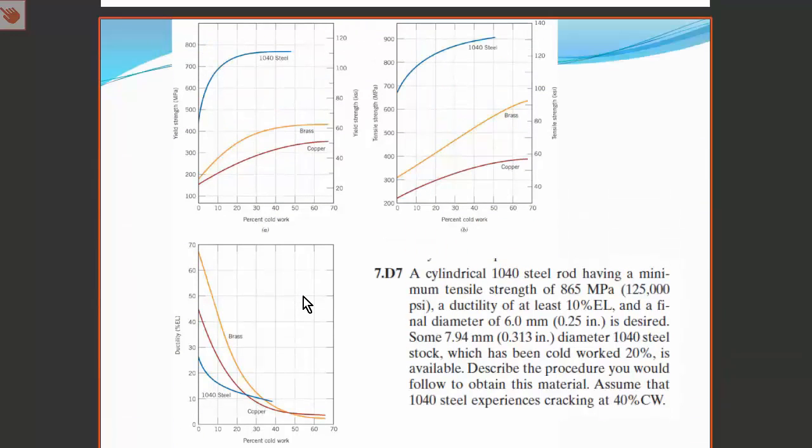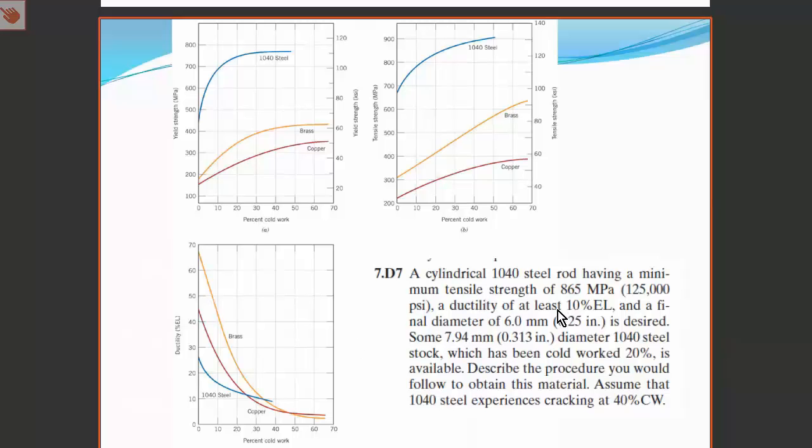Let's do this problem here to show an example of how we apply the cold work percentage value. It says here that a cylindrical 1040 steel having a minimum tensile strength of 865 megapascals, a ductility of at least 10% elongation, and a final diameter of 6 millimeters is desired. Some 7.94 millimeter diameter 1040 steel stock, which has been cold worked 20%, is available. Describe the procedure you would follow to obtain this material. Assume that 1040 steel experiences cracking at 40% cold work.